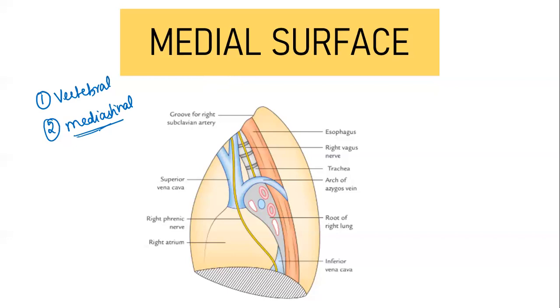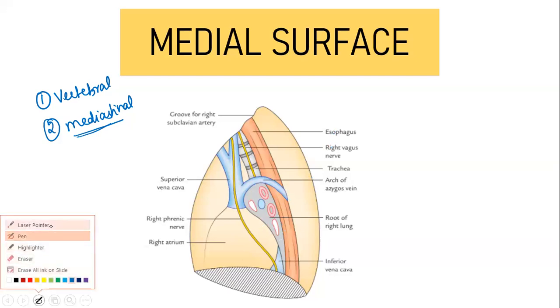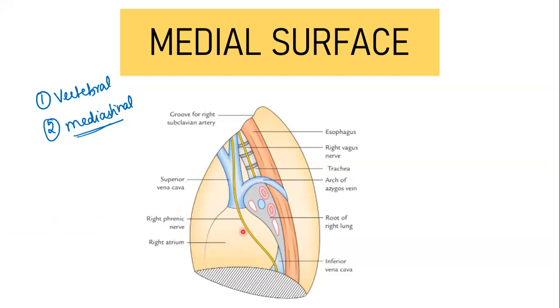The right side of the lung has some mediastinal relations, and the left side of the lung has some mediastinal relations. This picture in your textbook depicts the mediastinal relations of the medial surface of the right lung, to be very simple. So what are the relations? Can you make out all these structures that have been given here? Just start from this portion. What is this? It is the right atrium.